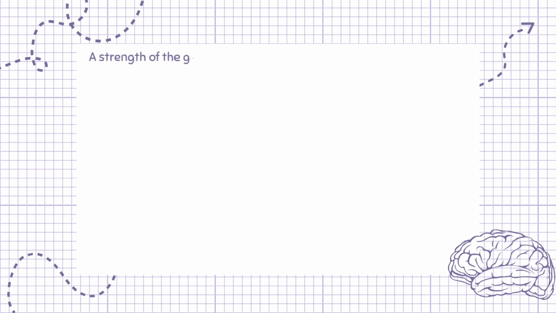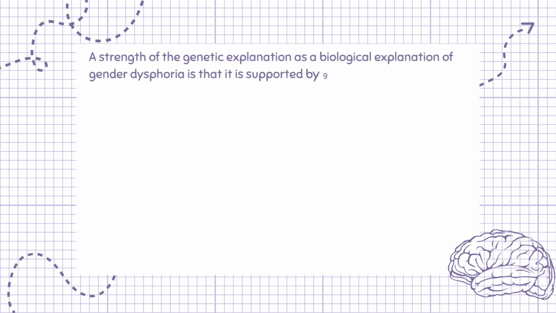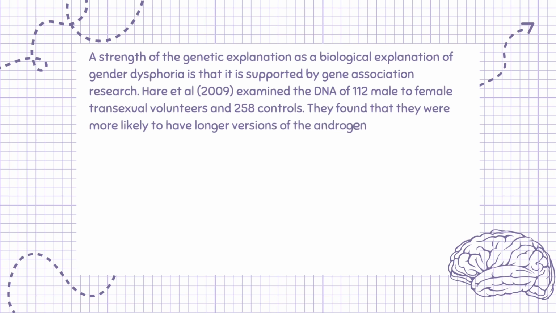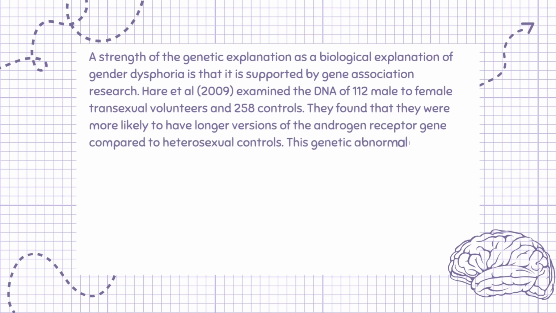A strength of the genetic explanation as a biological explanation of gender dysphoria is that it is supported by gene association research. Hare et al., 2009, examined the DNA of 112 male to female transsexual volunteers and 258 controls. They found that they were more likely to have longer versions of the androgen receptor gene compared to heterosexual controls.